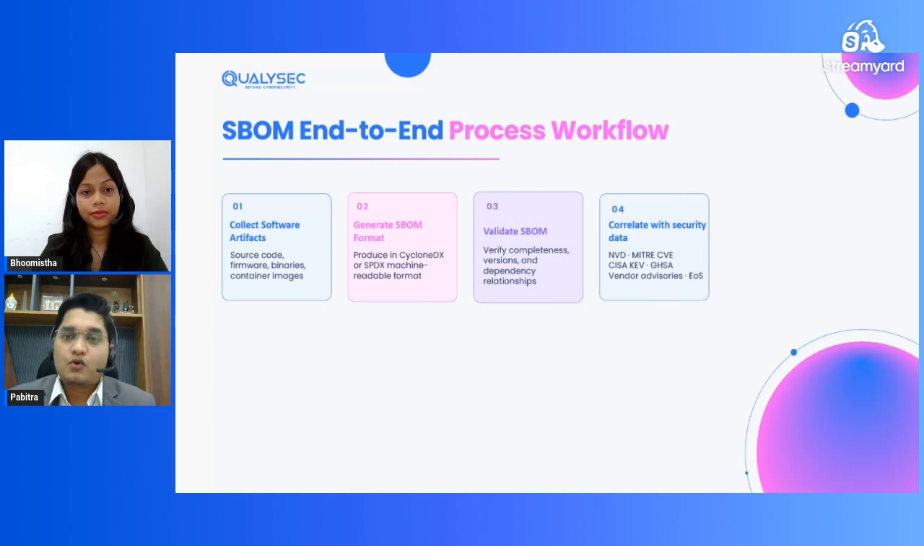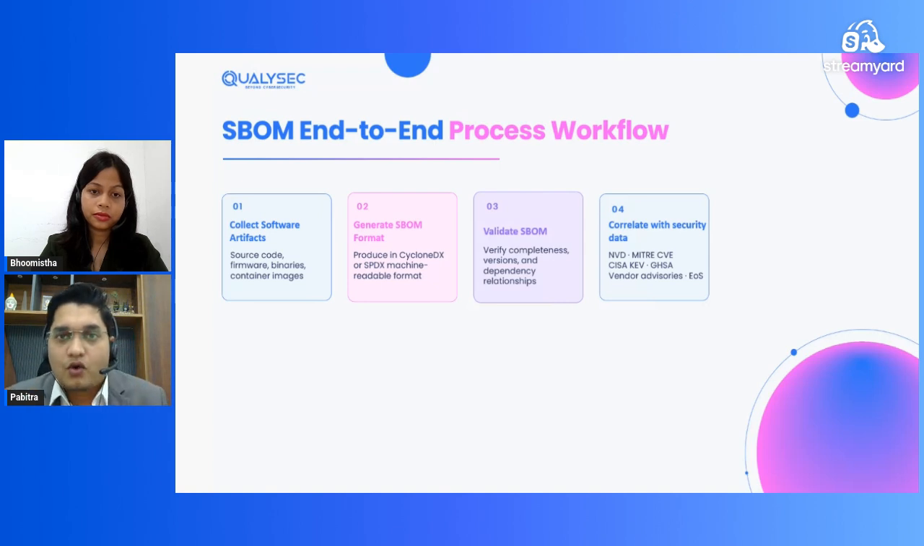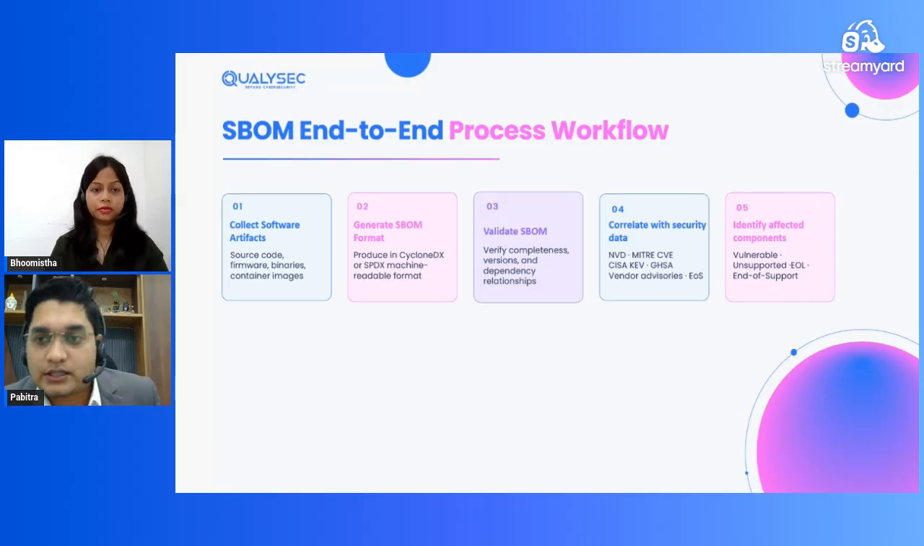Then we have to correlate with security data. This is where the security part comes in. Let's assume that for encryption we are using OpenSSL, and we put in the version number, let's say 1.3. Then we correlate from the NVD, from the CVE database, from KEV, which CVEs and which vulnerabilities affect this particular version. Once we get that information, only then can we identify affected components.